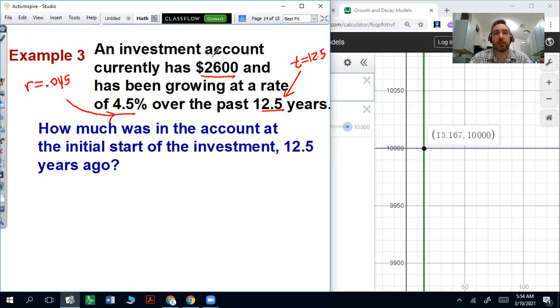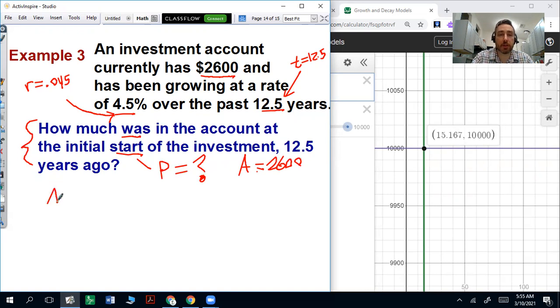We have those two numbers. And now we have this 2,600 and it says currently. So you might think that's your principal, but you need to read the problem carefully. It says how much was in the account at the initial start of the investment. We want to actually find what the principal is. We have the final amount. So we actually have to work backwards.